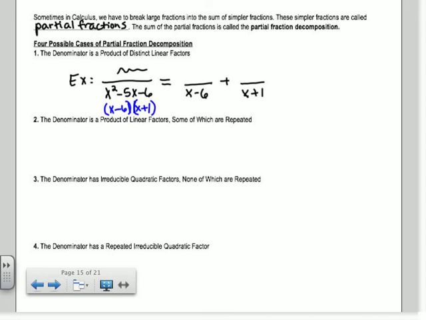What we're going to have on the numerators are 1 degree less than what was on the denominator. So if I had degree 1, x to the first, it's just going to be a number, right? So we're going to call it A and B. Those are just numbers.